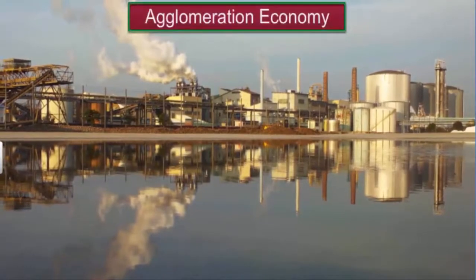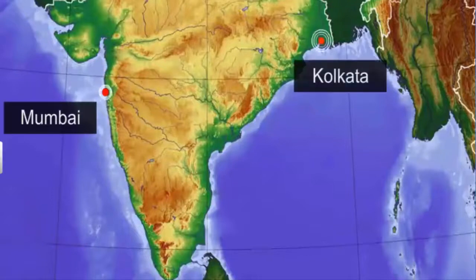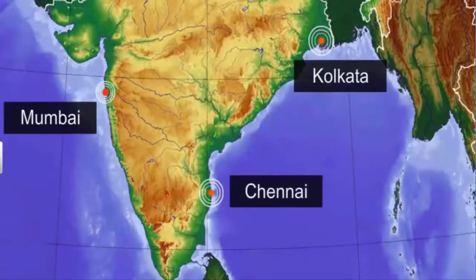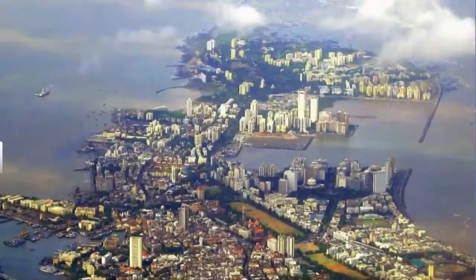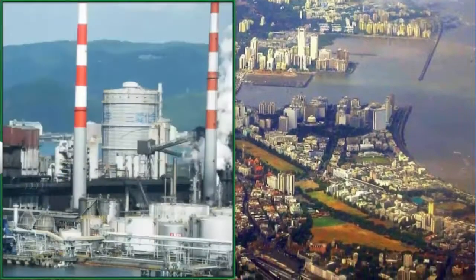Before independence, most industries in India were located in port cities like Mumbai, Kolkata and Chennai, keeping in mind the overseas trade. Gradually, these places developed as heavily industrialized urban centers surrounded by vast farmlands.